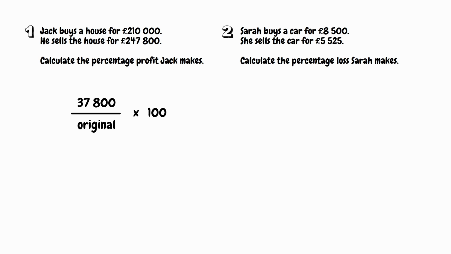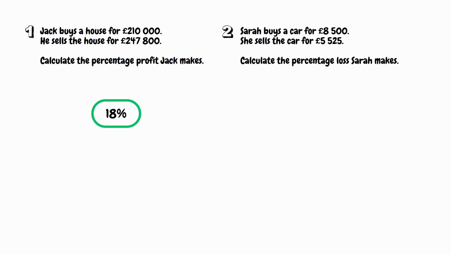So carrying on with the percentage change, we then have to divide this by the original amount. So what Jack originally bought the house for. So we can see in the question that Jack initially bought the house for £210,000. So now all we do is type this into our calculator. We're going to do 37,800 over 210,000 and then multiply this by 100. And when we do that, we get 18. And this would be the percentage profit that Jack makes from selling his house. So that would be our final answer for this first question.